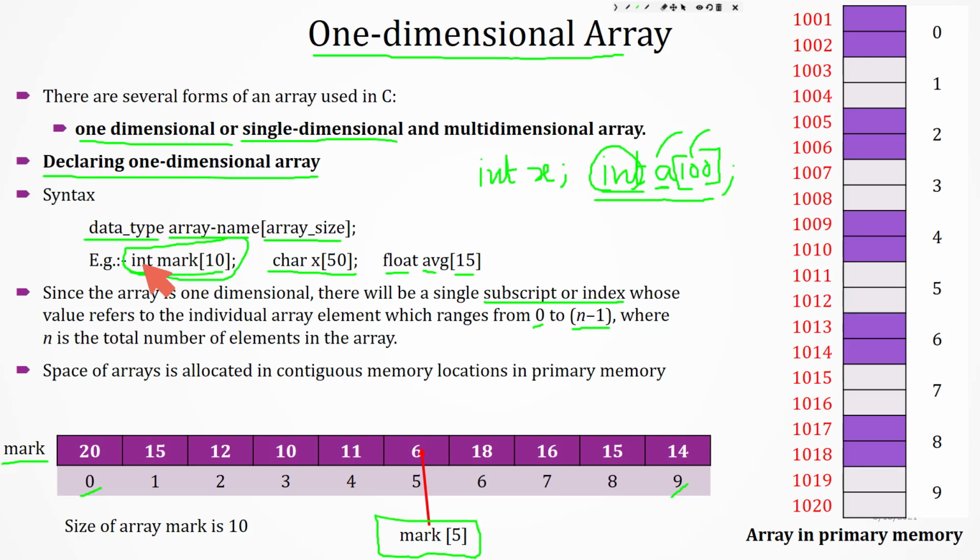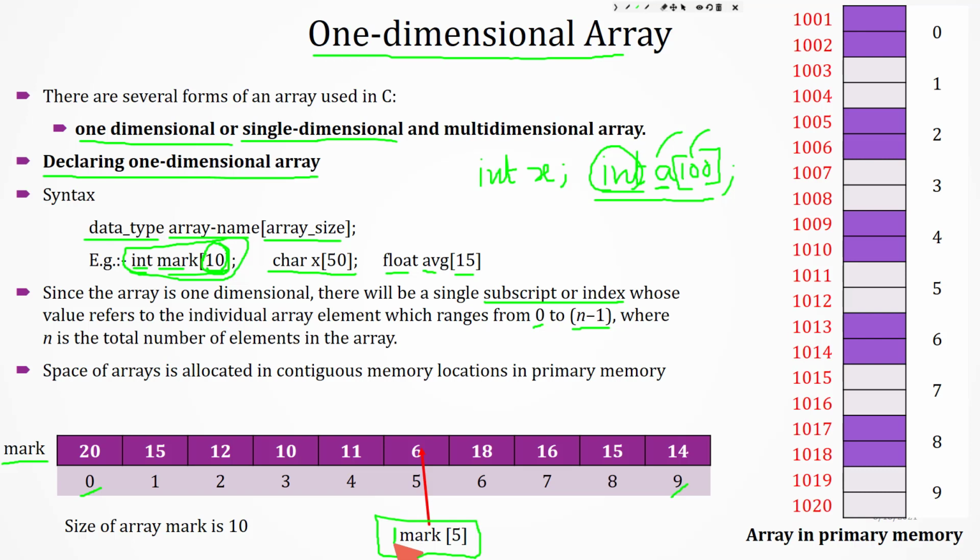Here I have a data type, then the array name, then the size. Here this 10 refers to the size of the array. So in array declaration, the value within that box bracket or square bracket refers to the size of the array.